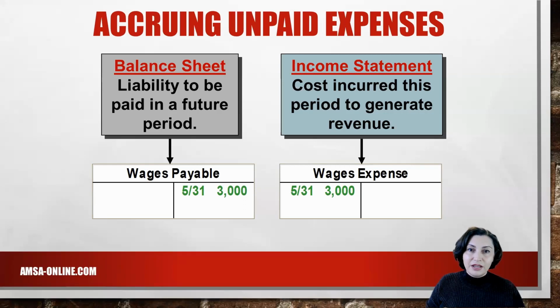The balance in the wages payable liability account is $3,000. It will appear on the balance sheet of Web at May 31st. The wages expense account will be increased by $3,000, and this amount will be included on May's income statement.